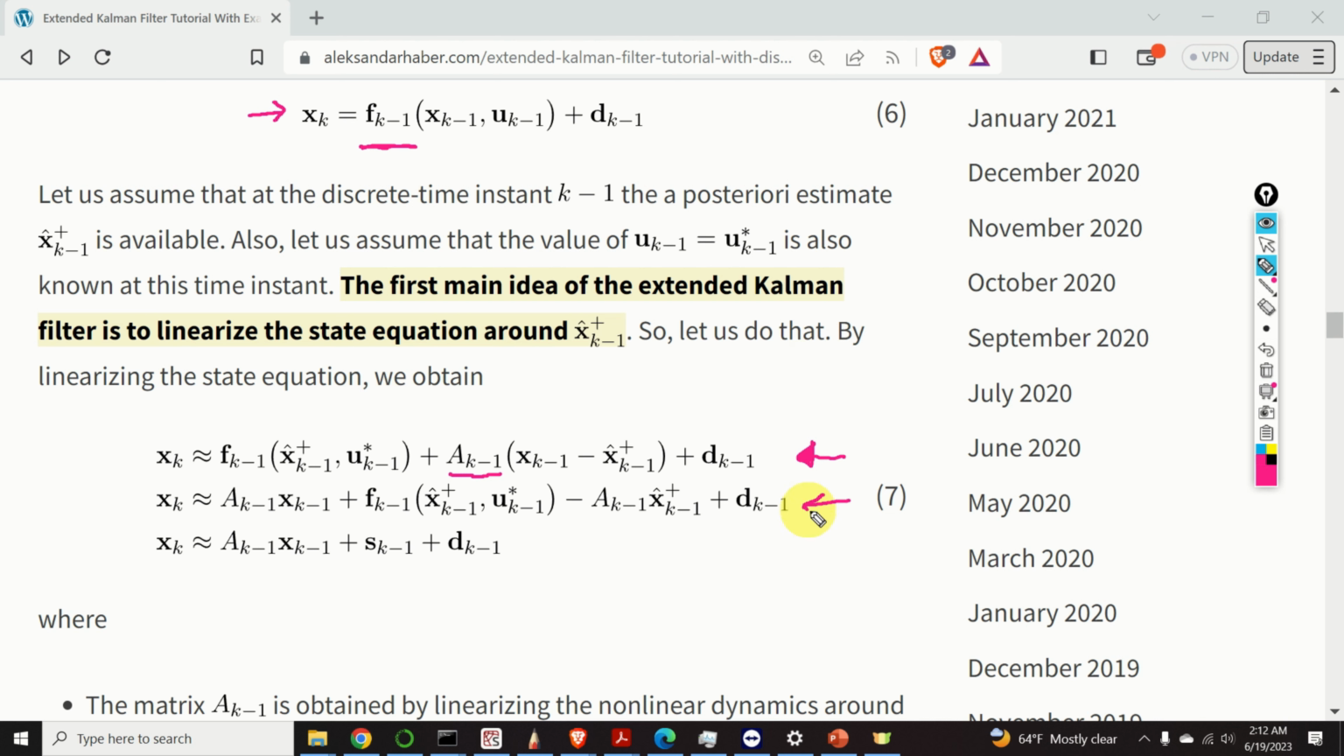After rearranging the terms, we obtain the second form of this equation, and finally we obtain the third form of this equation. This vector sk-1 is actually equal to this part over here. What is important to observe over here is that at the time instant k-1, Ak-1 and sk-1 are perfectly known. This is because we know the a posteriori state estimate and we know the input. And we can linearize the dynamics, that is, we can compute this Jacobian matrix, and consequently this vector is perfectly known.